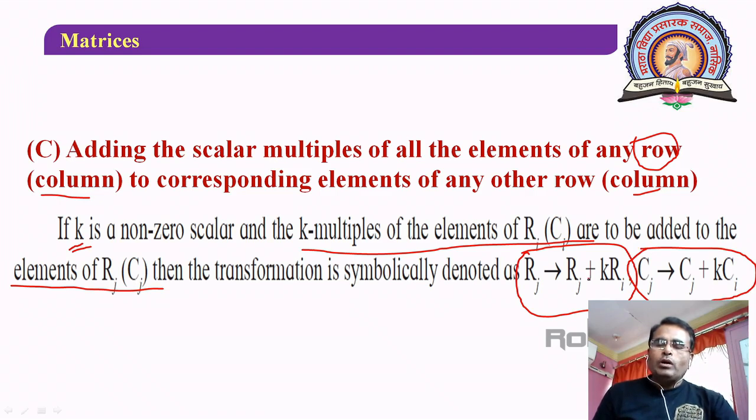While using this transformation, remember that the elements of Ri multiplied by k, this change is temporary.